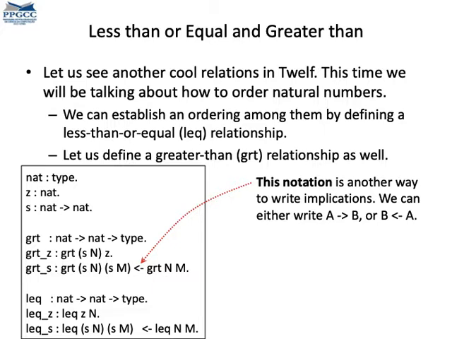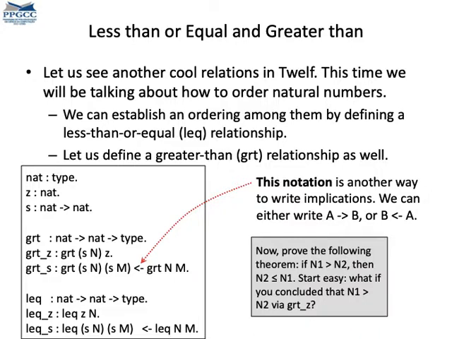Here they are, the definitions. The successor of any number is always greater than 0. And if a number n is greater than another number m, then the successor of n is greater than the successor of m. That was GRT, that is, greater than. I will let you figure out how LEQ, that is, less than or equal, works.